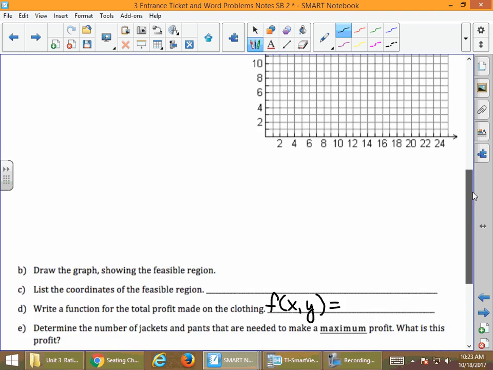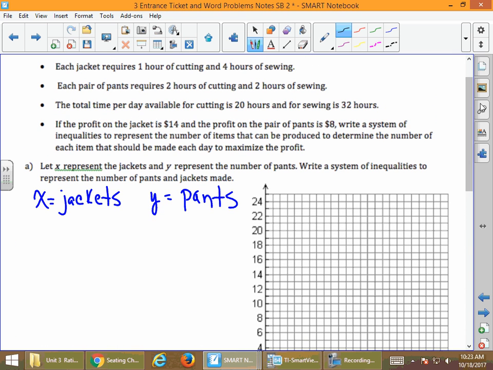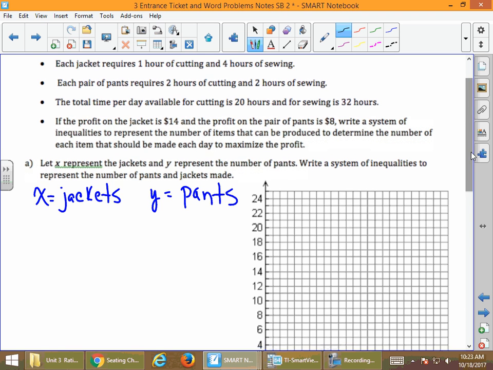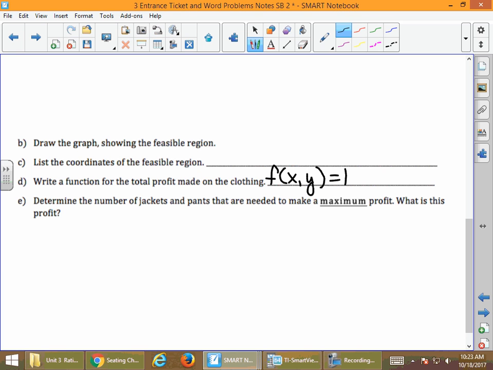So when we look back at the problem, how much money are we going to make on a jacket? $14. And how much are we going to make on the pants? 8. So when we write this, jackets are X, so it's going to be 14X for a jacket. And the pants are represented by Y, so it's going to be 8Y. Again, look for the money. Look for the word profit. Those are two indicators to be able to fill in part D.